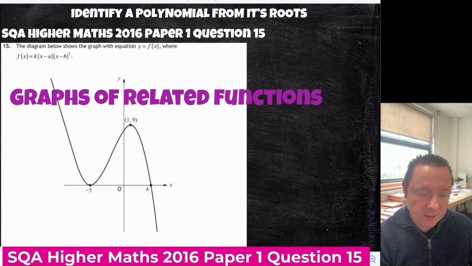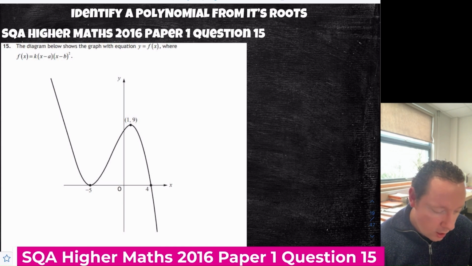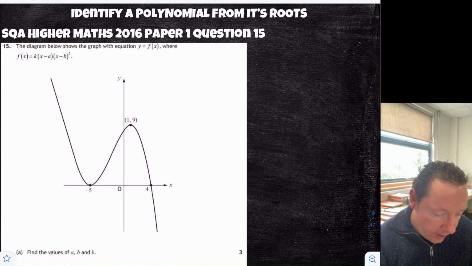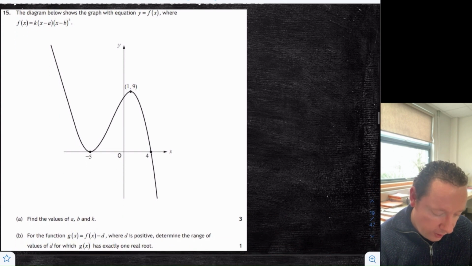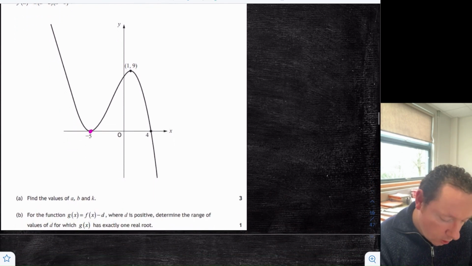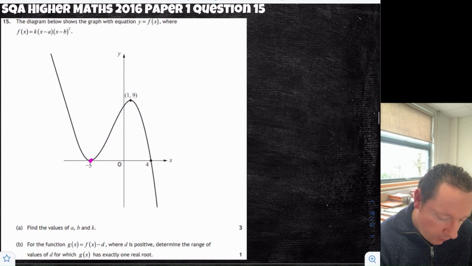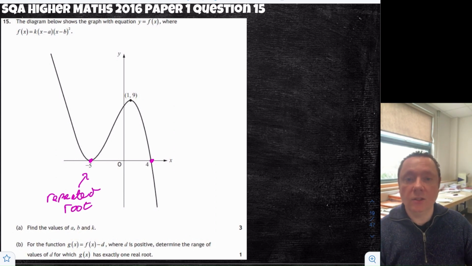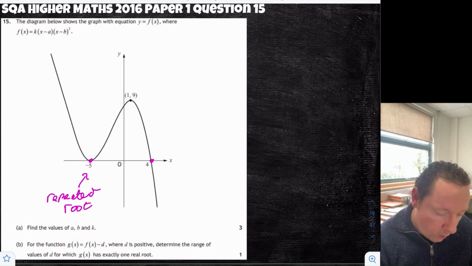SQA Higher Maths 2016, paper 1, question 15, identify a polynomial from its roots. So the diagram below shows the graph of f of x, which is k(x minus a)(x minus b) squared. Find the values of a, b, and k. There's one of my roots there, and there's the other root there. That's a repeated root, and I know that because it's a turning point and a root. So that one is my b, and the other one is my a.